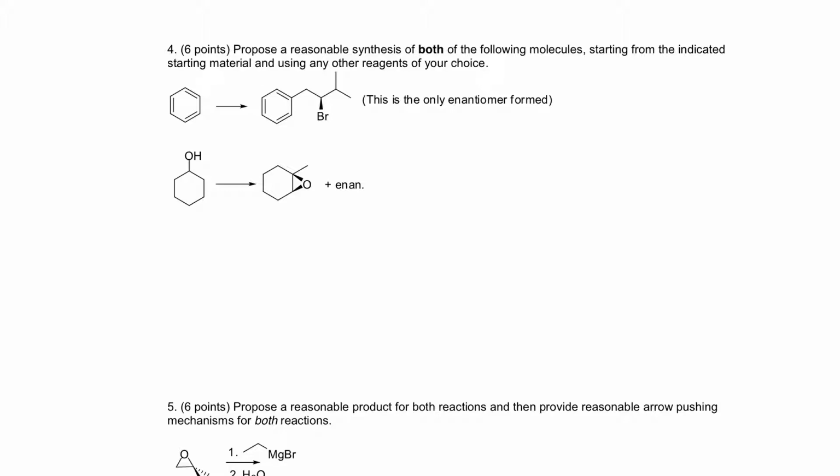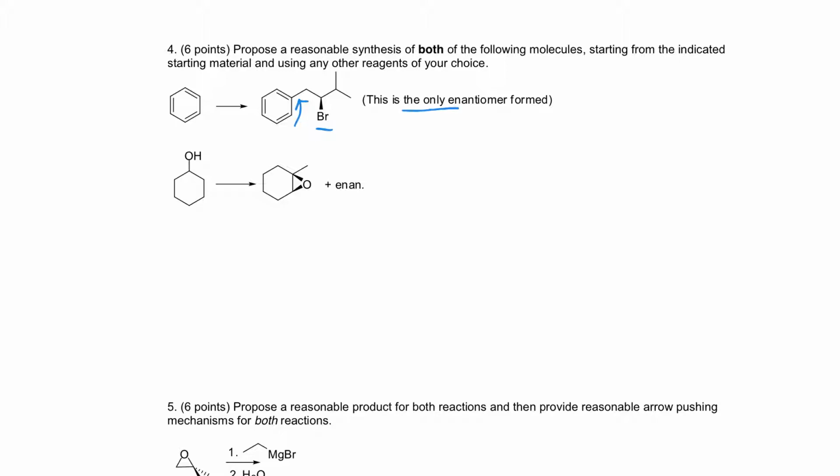All right, question number 6. We're supposed to propose a reasonable synthesis of both of these molecules. In this case, of course, the first case, I need to make that carbon-carbon bond somehow and then end up with a bromine right here. So I can certainly make that carbon-carbon bond through a number of ways of turning benzene into a nucleophile.